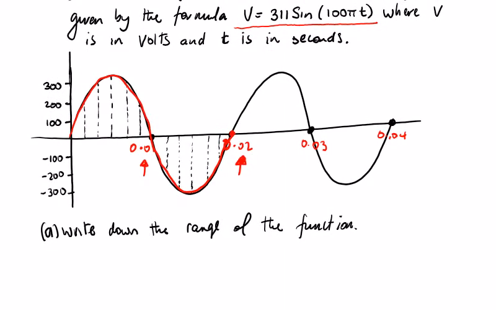Now, the range of the function. So we need to know sine max and sine min. All of you know the max you can get when you get sine is +1 and the min is -1. So you can see from my voltage here, 311 by -1 and 311 by +1. So minus 311 to plus 311 is the range of this function.